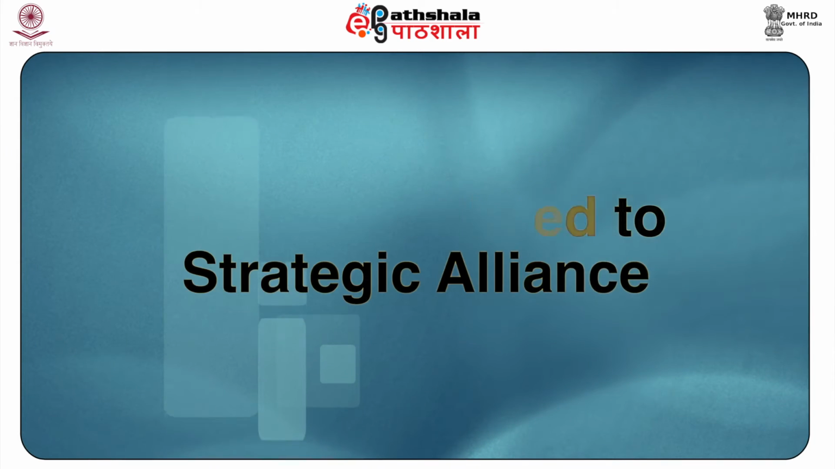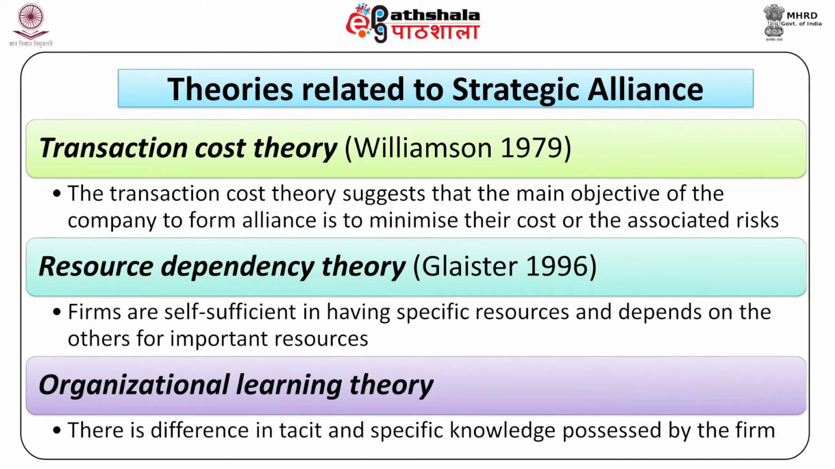Theories related to strategic alliance. Strategic alliance can be explained based on the theories of firm behavior. This includes the transaction cost theory, resource dependency theory, organizational theory, relationship marketing, and strategic behavior theory. The underlying philosophy for any firm behavior theory remains the same. Companies either respond to the changes in their environment and adapt to it, or they make an attempt to influence their environment. Transaction cost theory. It was given by Williamson in 1979.